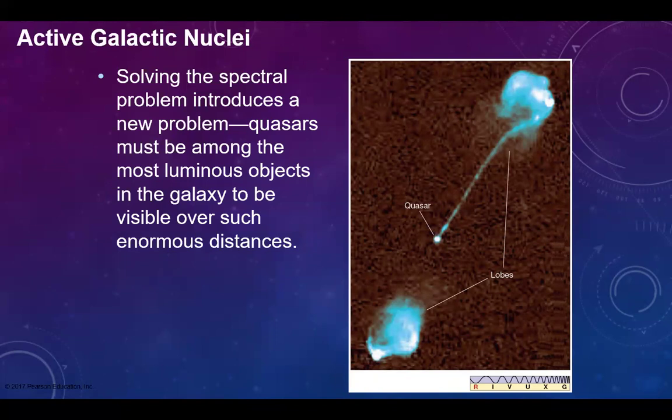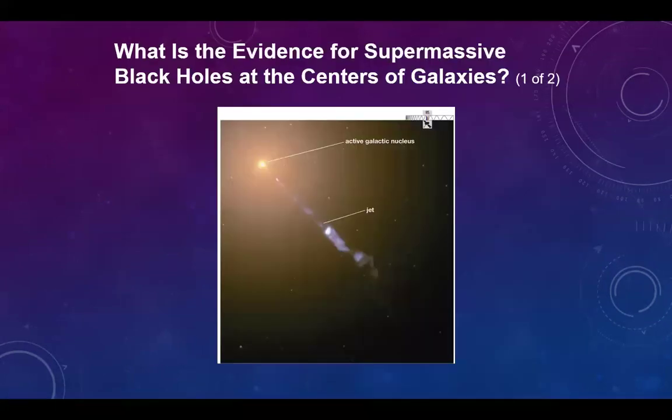And solving the spectral problem introduces a new problem. Quasars need to be some of the most luminous objects in the universe to be visible over such enormous distances.